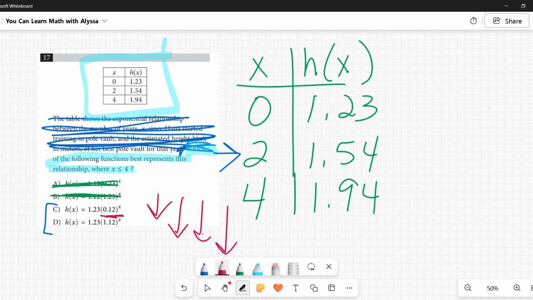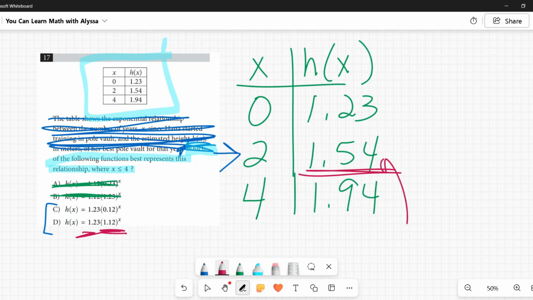So that tiny chunk times 1.23, it's going to bring it down. 1.54 is greater than 1.23. So it cannot be this decimal that's less than 1. This right here, 1.12, it has to be it because I know it's going to go up from 1.23 to get to 1.54. And then it goes up again to 1.94. If I keep multiplying by 0.12, 12/100ths again and again, that number's going to get smaller and smaller. And that's not what's happening here. It's going up, which is why I said I don't actually have to even type anything into my calculator.